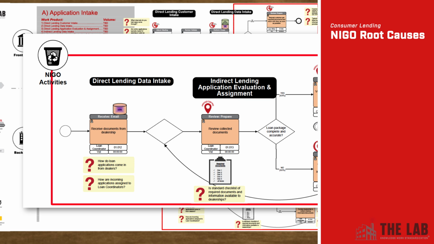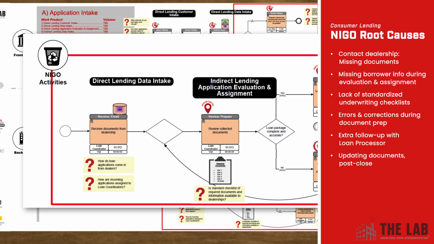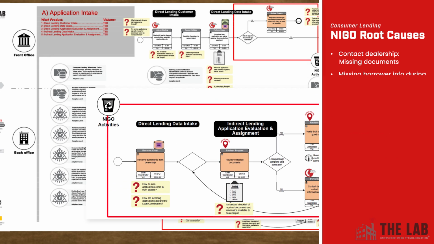Common root causes of NIGO in consumer lending include contacting the dealership to collect missing documents from indirect loan applications, contacting the borrower to collect missing information during application evaluation and assignment, lack of standardized checklists for risk assessment during underwriting, errors and corrections during document prep, extra follow-up with the loan processor during closing, and even updating of documents post-close. But there's also good news.